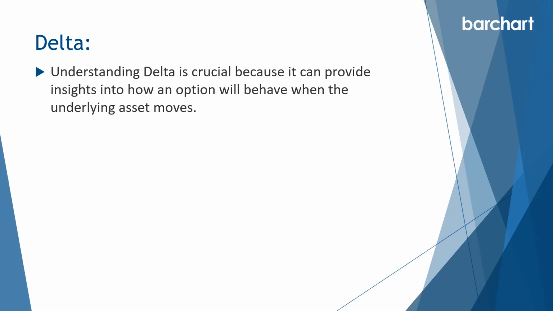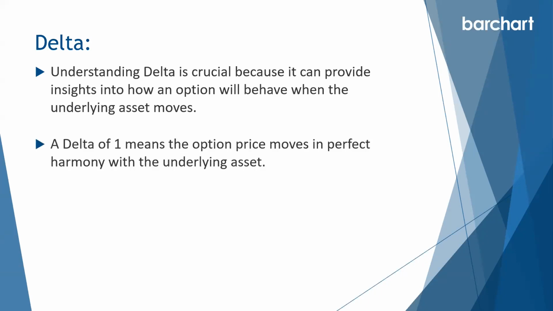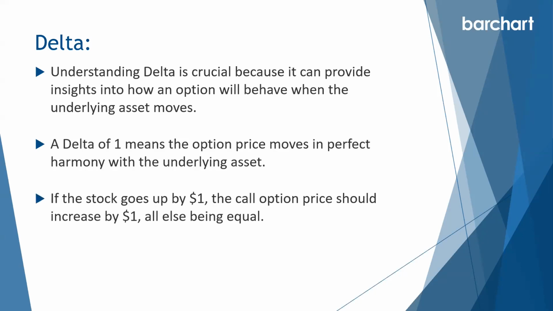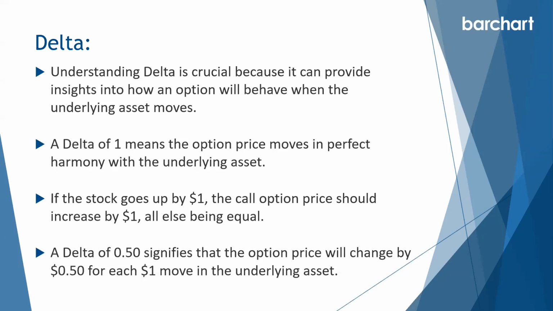Understanding delta is crucial because it can provide insights into how an option will behave when the underlying asset moves. A delta of 1 means the option price moves in perfect harmony with the underlying asset. If the stock goes up by $1, the call option price should also increase by $1, with all other factors being equal. And a delta of 0.5 signifies that the option price will change by 50 cents for each $1 move in the underlying. Of course, that delta changes over time due to gamma, which we're going to look at shortly.